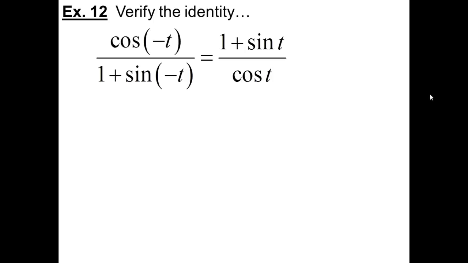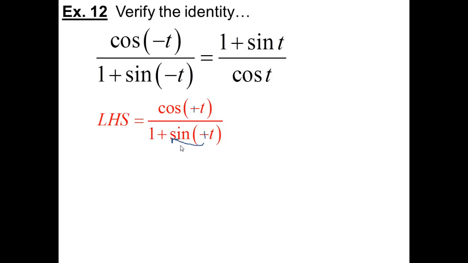All right, now I'm going to start with that left-hand side. I'm going to go ahead and deal with these negative t's by realizing these are just even and odd identities. Cosine is even, which means I can ignore that negative. Sine is odd, which means I can't ignore the negative completely, but I can ignore it right here and simply move it to the outside. So I have cosine of t over 1 minus sine t.